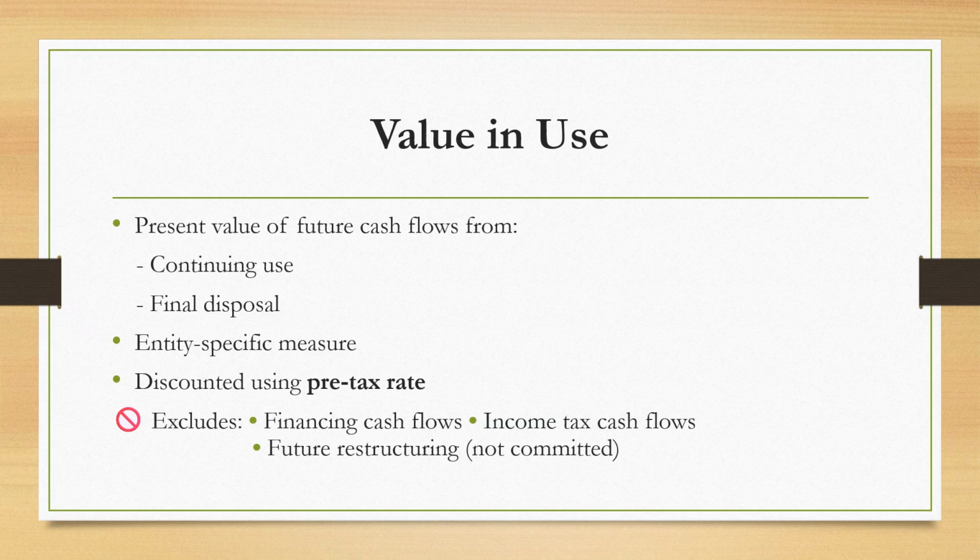Value in use is different. It focuses on how the entity itself uses the asset. It is the present value of future cash flows from using the asset and eventually disposing of it. We use a pre-tax discount rate and we exclude financing cash flows, tax cash flows, and uncommitted future restructurings. This ensures the calculations reflect the asset's current condition.